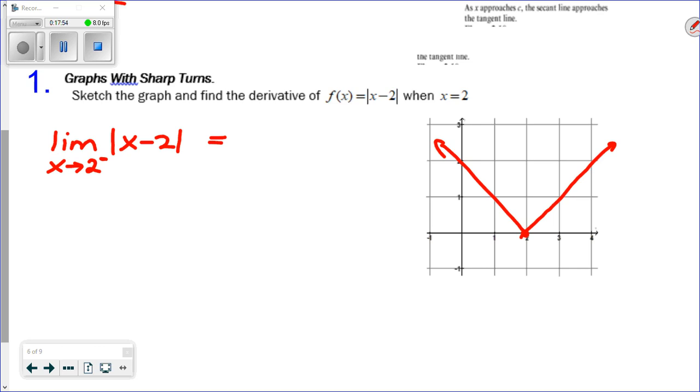Since I know that your absolute value function is basically made up of linear functions, we can just find the slope of each line. And so in this case, I need to rewrite this limit.